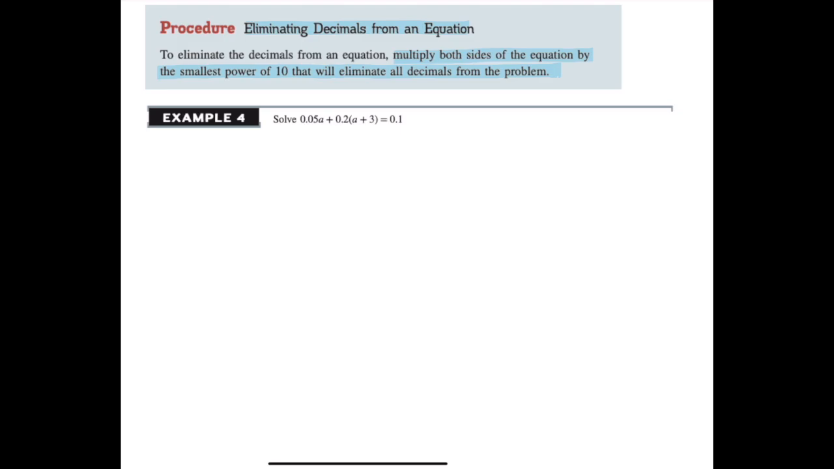So let me first write out our question. We have 0.05a plus 0.2 times a plus 3 equals 0.1. So what should I multiply all of these by? Well, I want to find basically the largest number of decimal places. I have 2 decimal places here, I have 1 decimal place here, and I have 1 decimal place here. So the largest number is 2.